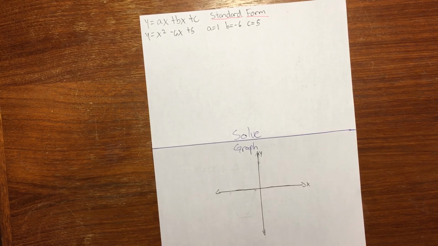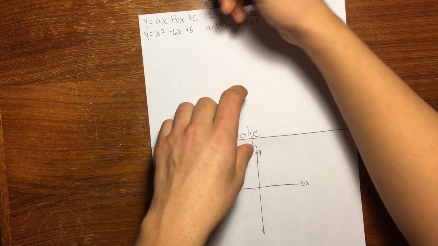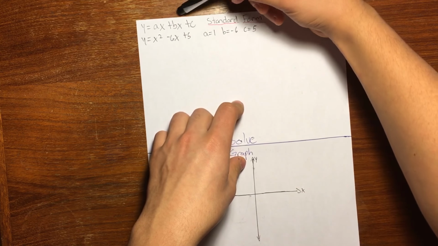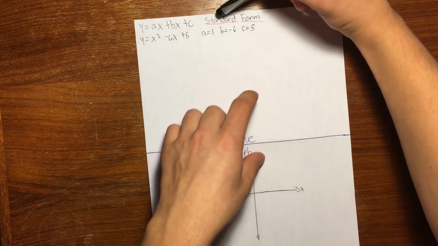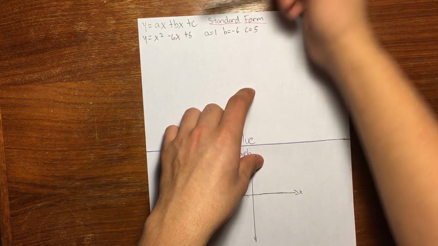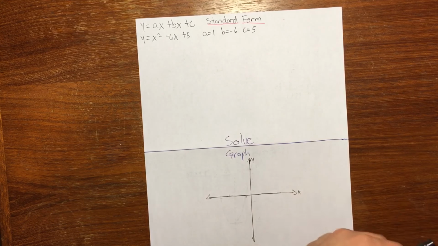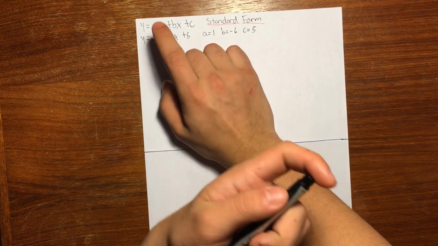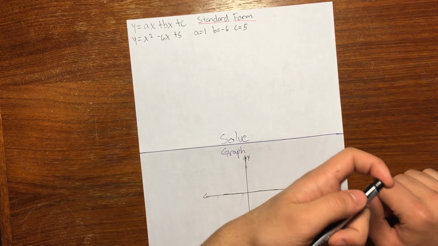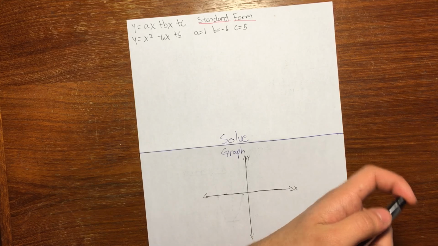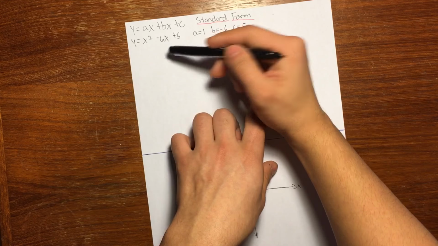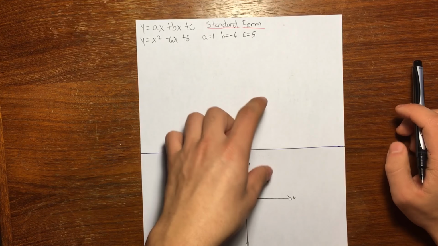The first step to solve the equation is to find the values of a, b, and c. So here we have the values of a, b, and c. A is a positive 1. Why? Because x² has no number in front of it, so it automatically becomes a 1. And b is -6, and c is 5.